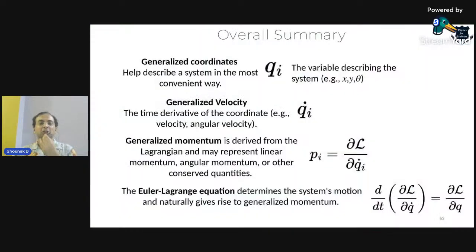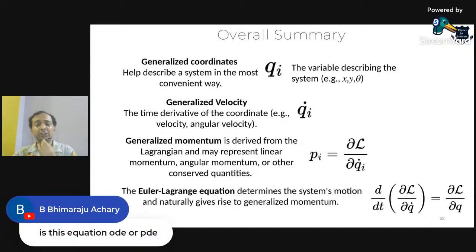So what is the overall summary we got here? We got what are called generalized coordinates, which help describe the system in the most convenient way. The coordinates are now much more generalized and easier. We got generalized velocity, which is the time derivative of the generalized coordinate. Then we got generalized momentum derived from the Lagrangian. And all these three things are put into the Euler-Lagrange equation, which determines the system's motion.